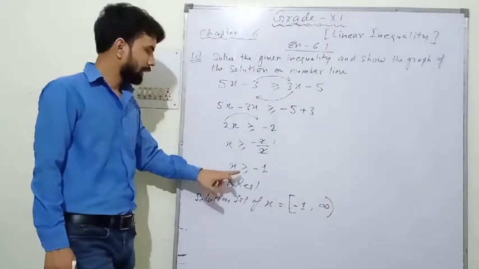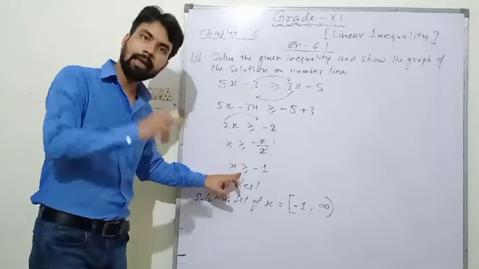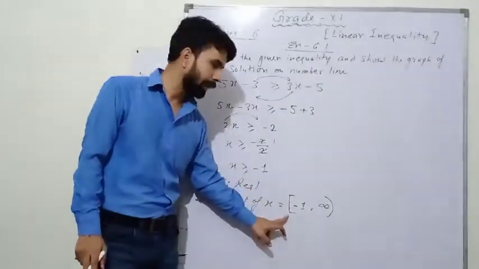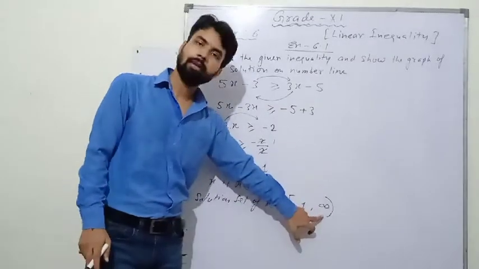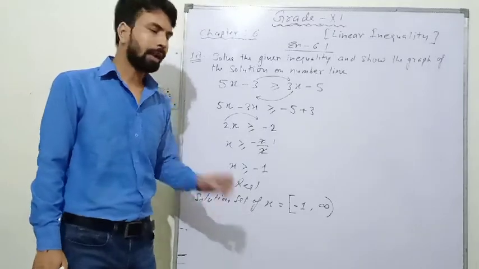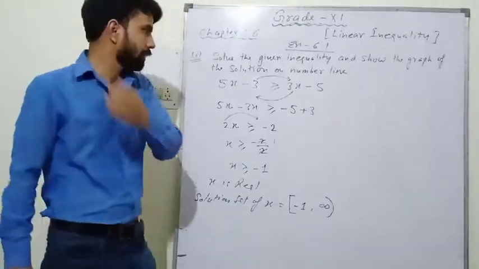Got it? Since there is a greater than and equals to sign, if the equal to sign is there, then we will have to put the square bracket. But for infinity we will have to put a small bracket. Hope it is clear to everyone. Okay, now we will have to plot the graph for this.